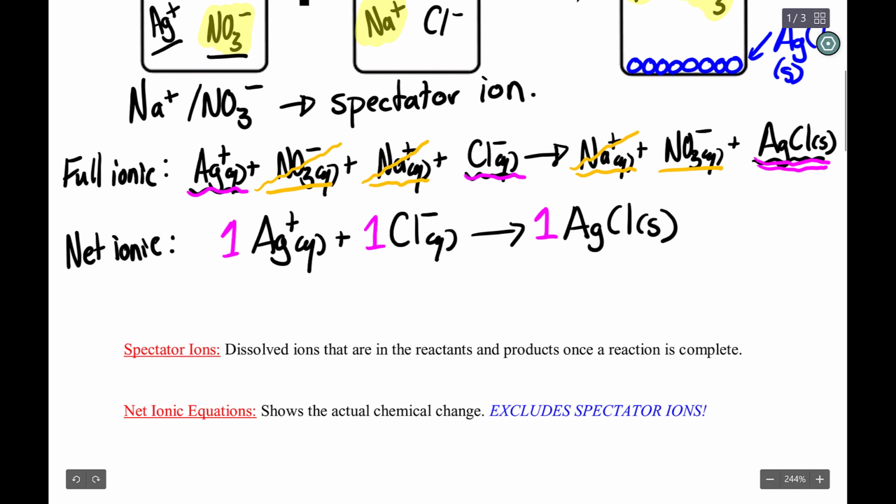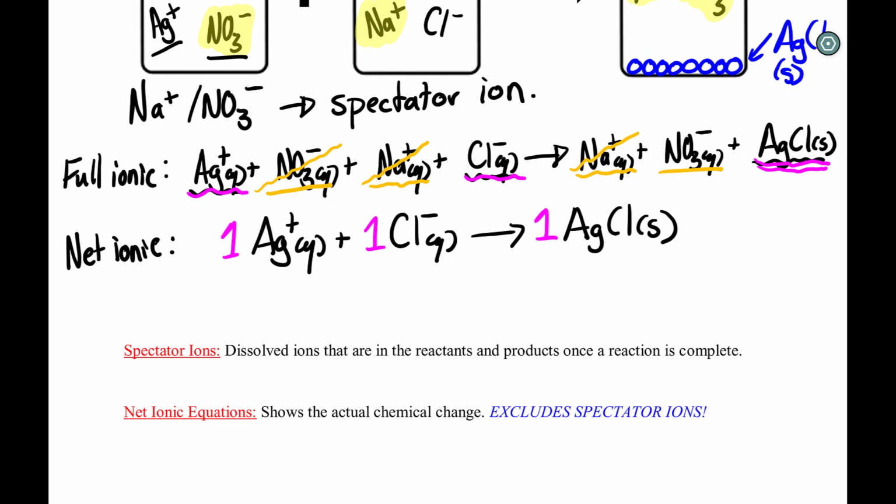So again, spectator ions are dissolved ions that are in the reactants and products once the reaction is complete. And a net ionic equation shows the actual chemical change, and they would exclude spectator ions.